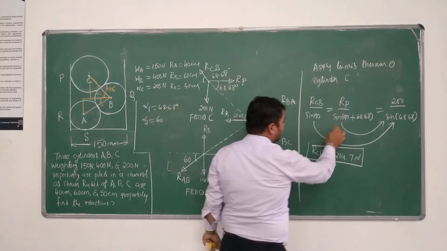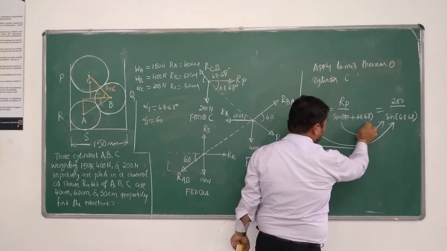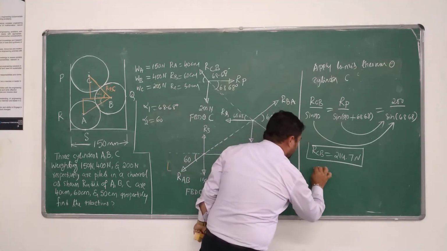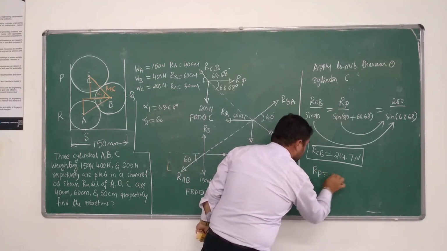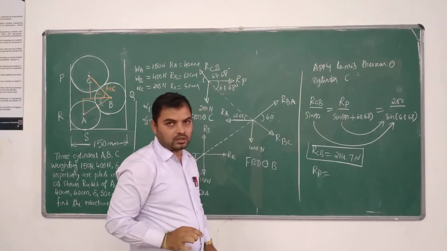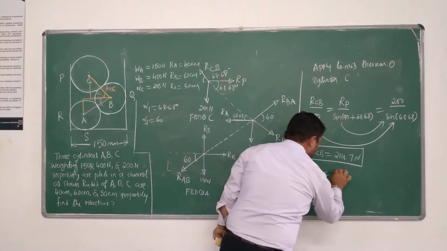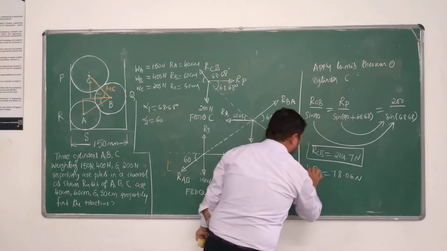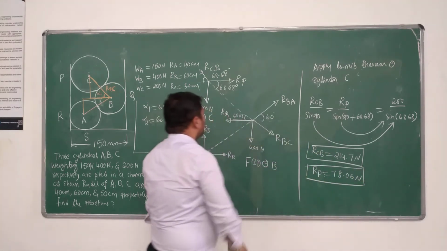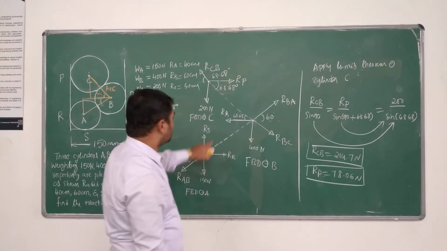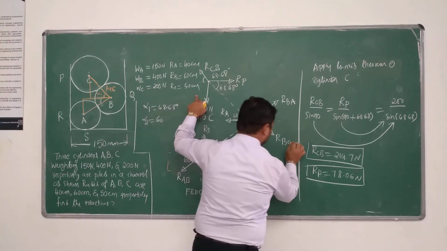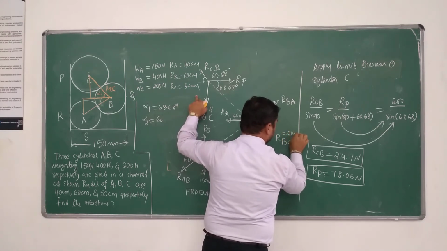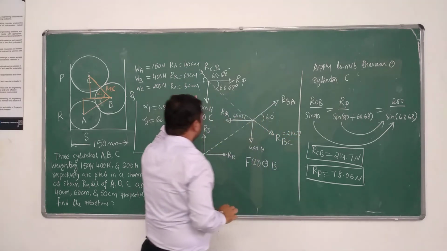Similarly, if you equate RP by sine of 90 plus 68.68 to 200 divided by sine 68.68, you will get the value of RP as 78.06 Newton. So once you know the value of RCB, here you can write down the value of RCB as 214.7, and RP we have calculated.